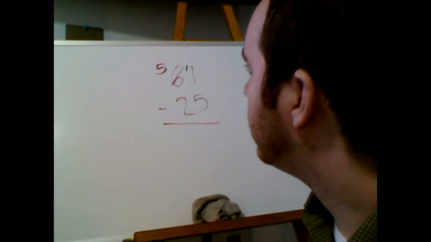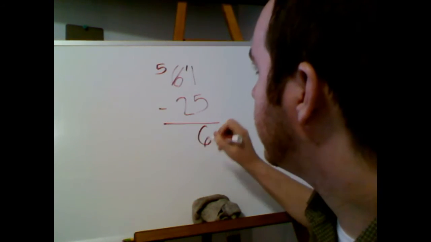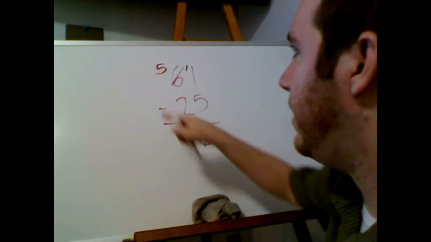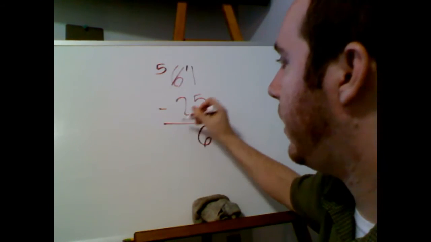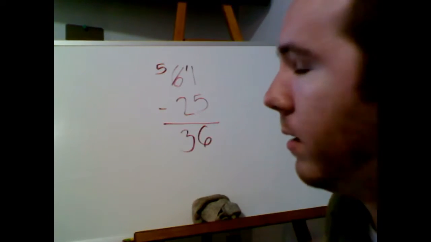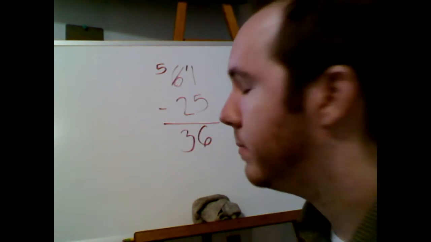So 11 minus 5 is 6. And my 50 up here minus 20 is 30. 36.